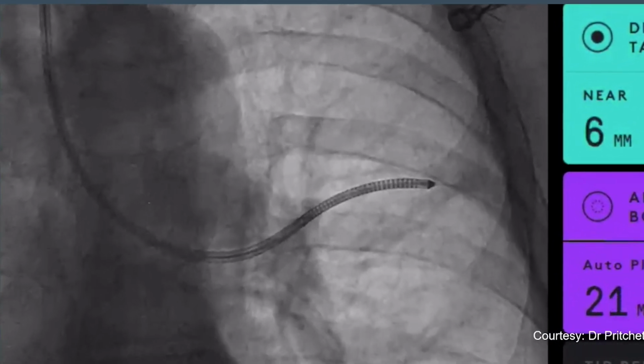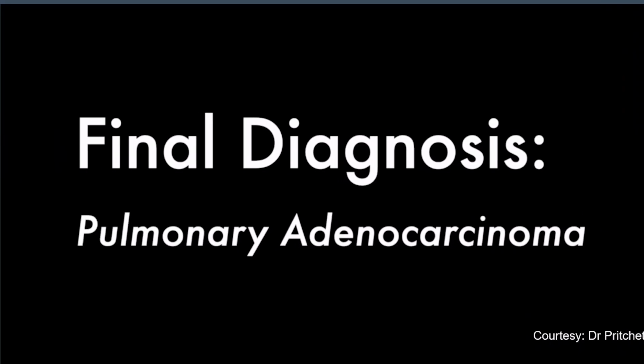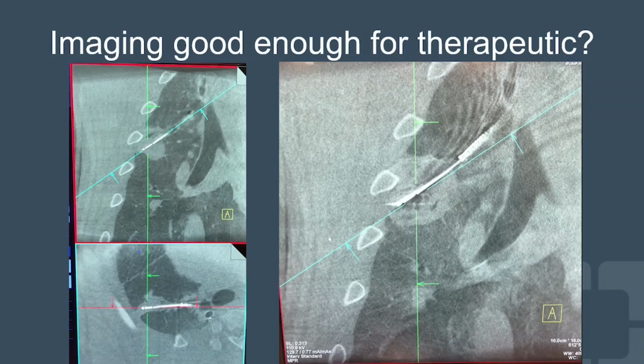You can see that the catheter is bouncing a little bit with the needle. And in doing this procedure, it will make a diagnosis of adenocarcinoma. So there's a real-life example of using all the technologies together.